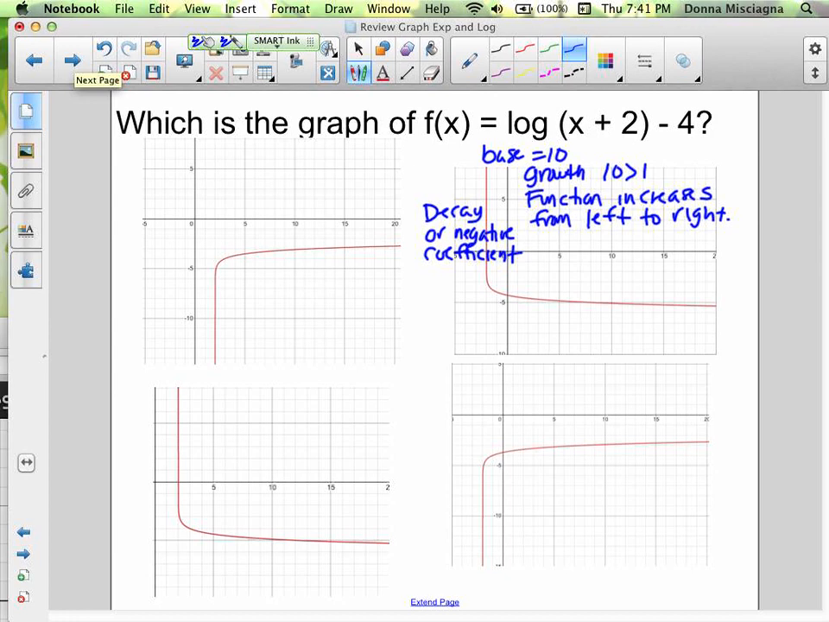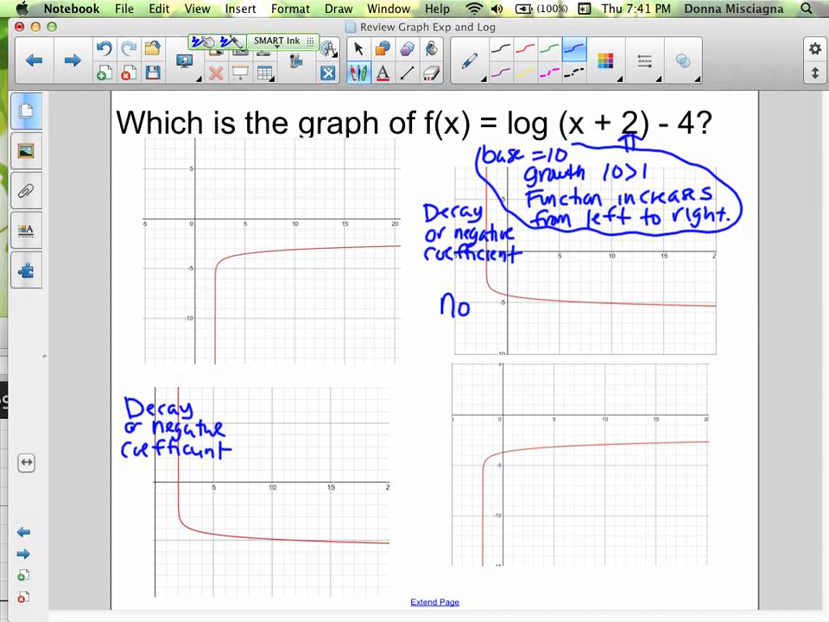So that one is decay, so this one is a no. This here is referring to this equation. That was growth. This is decay, or negative coefficient. Either way, that is not what we have. Our coefficient here is just 1. That's positive. We're growth. We should be going up left to right. This is wrong. So now we're left with 2 graphs. Those are both growth.